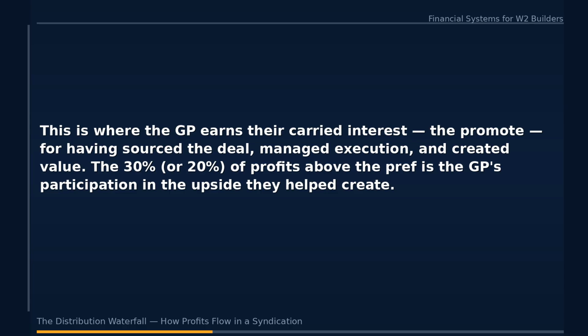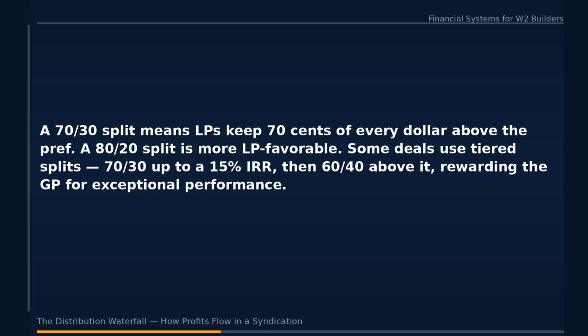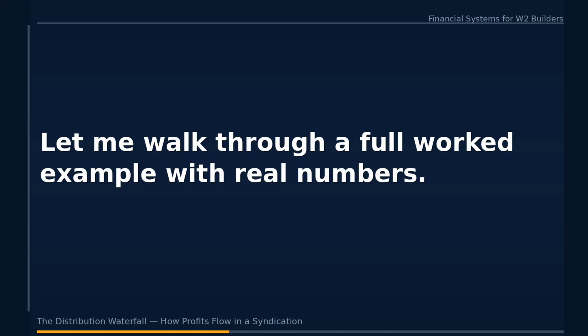Setup: you invest $50,000. The deal runs for 5 years. 8% cumulative preferred return. 70/30 split above the pref. No catch-up. Scenario A, base case. The property sells for a total distribution of $100,000 to LPs, a 2.0x equity multiple before pref. Tier 1, return of capital. You receive $50,000. Remaining, $50,000. Tier 2, preferred return.